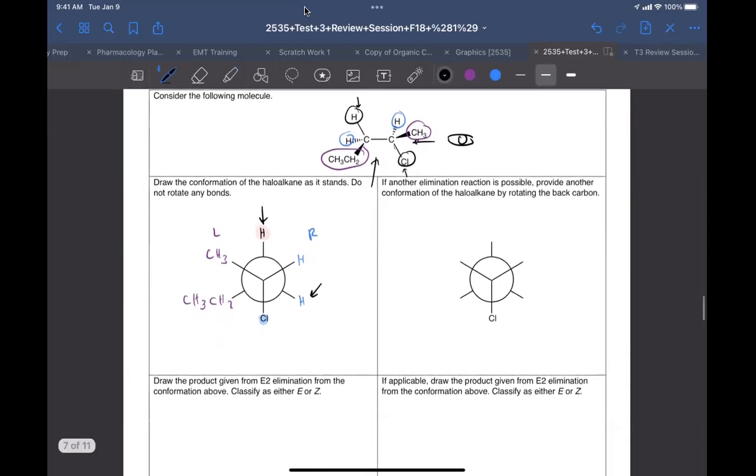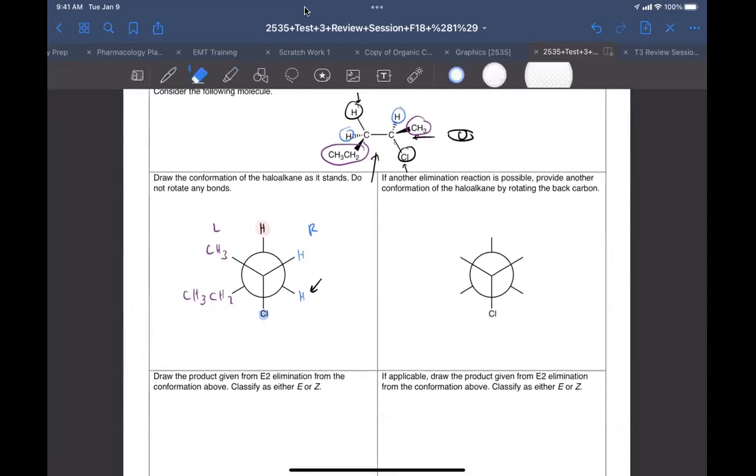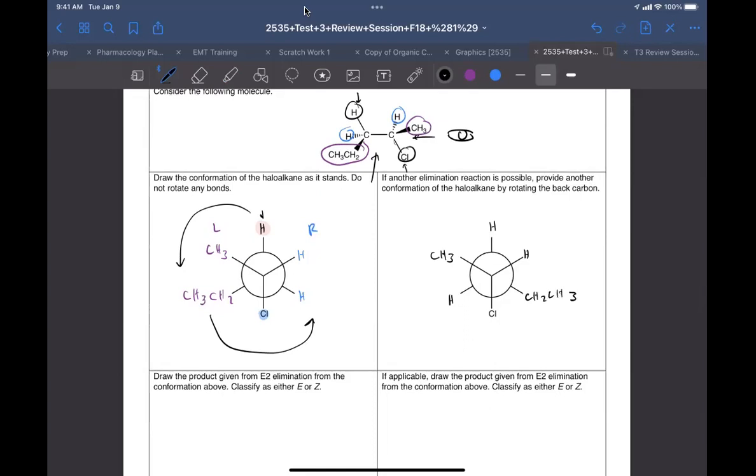If that were the case, let's draw a second one where we rotate the backside, leaving the front the same. That original H rotates 60 degrees over here, and this alpha group rotates, not 60, 120 degrees. CH2, CH3.